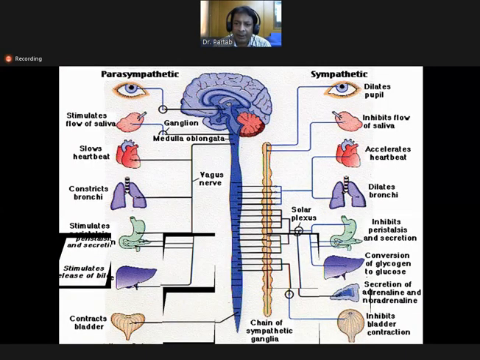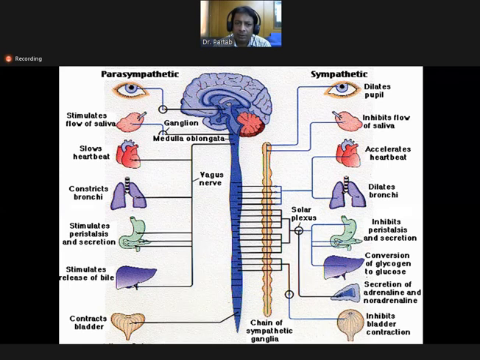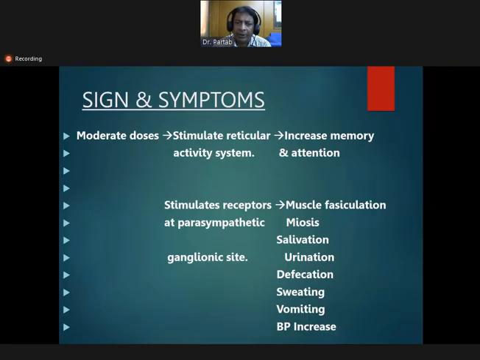Parasympathetic and sympathetic centers. Signs and symptoms: moderate doses stimulate the reticular system in the higher brain centers, increasing memory. So commonly, cigarettes and betel leaf pans are chewed to activate the higher brain center. They stimulate the reticular system and increase memory, activity, and attention. The person gets attention with this nicotine drug.